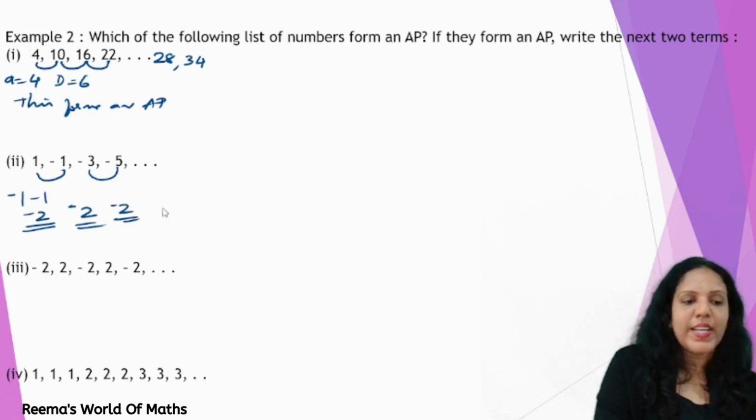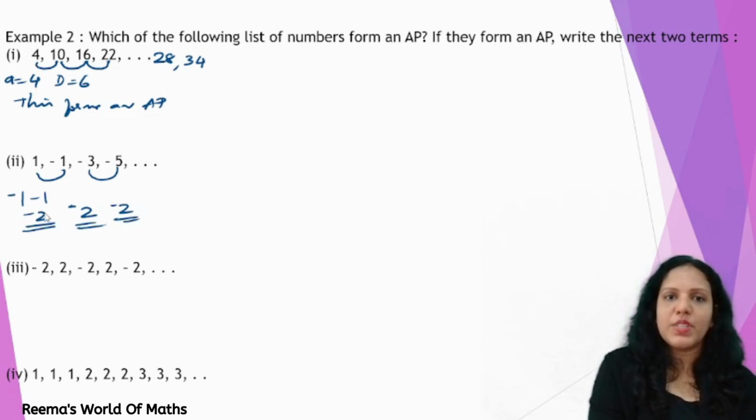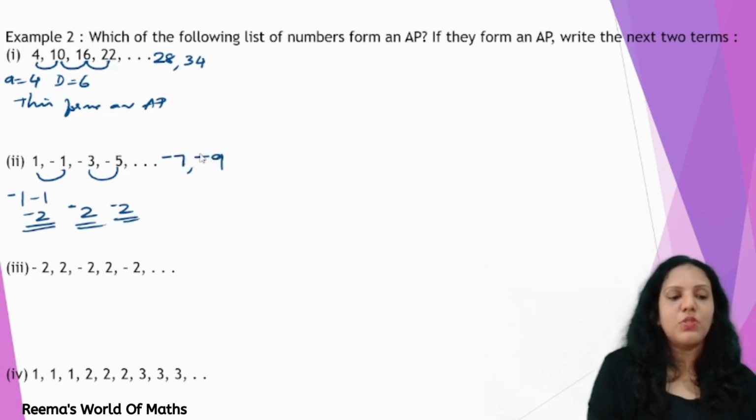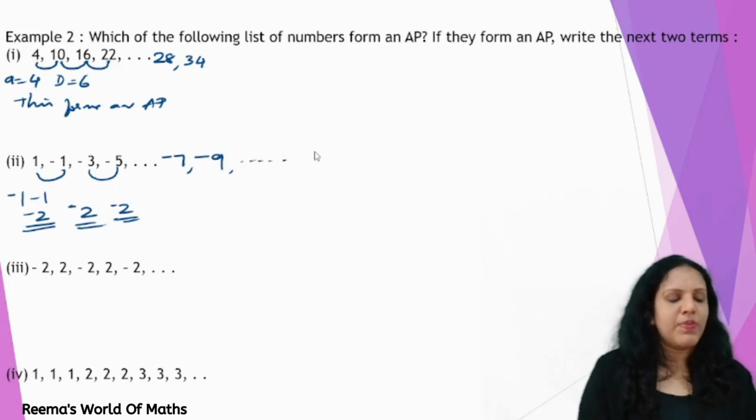So this is also an AP. It forms an AP because the common difference is constant. What will be the next term? Minus 5 minus 2 will give you minus 7. Then again minus 9. So these are the next two terms in the AP, and it goes on.